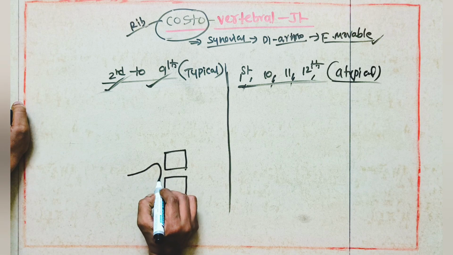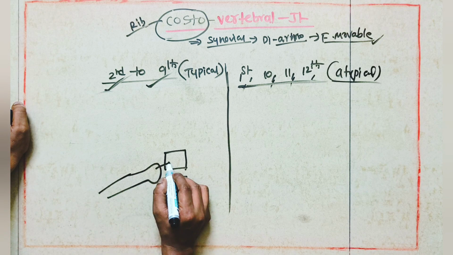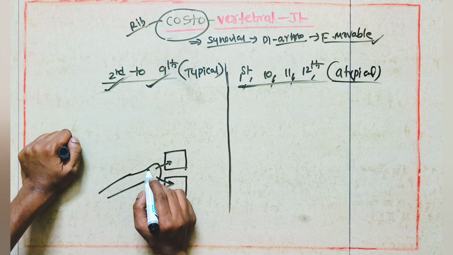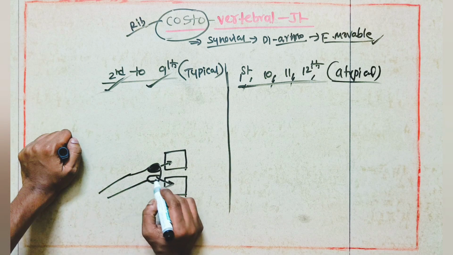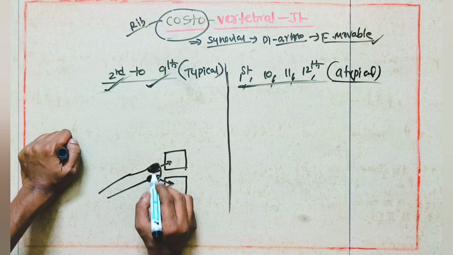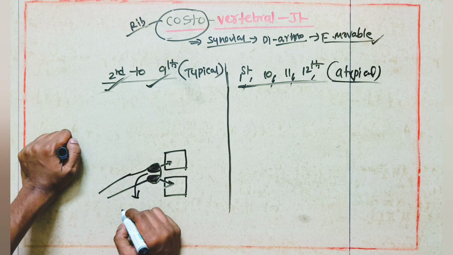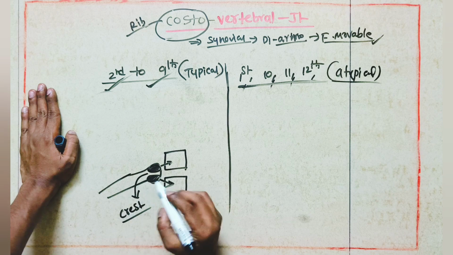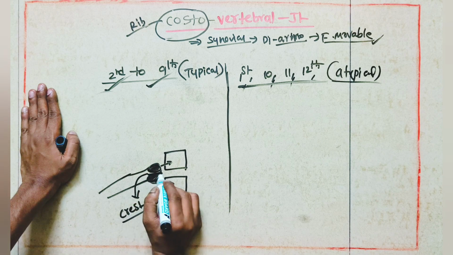The head of the rib will be like this. It is going to articulate with this vertebra and this vertebra: superiorly one vertebra, inferiorly one vertebra. So here we will be having two articular facets, nothing but the demi-facet. In the middle, these two articular facets are separated by a ridge called the crest of the head of the rib. So from the crest of the head of the rib, here we will be having one ligament.